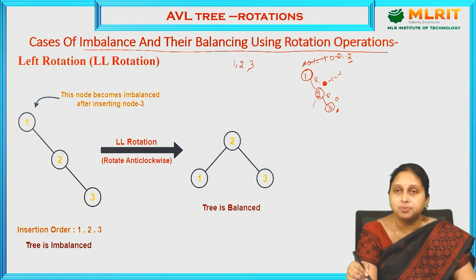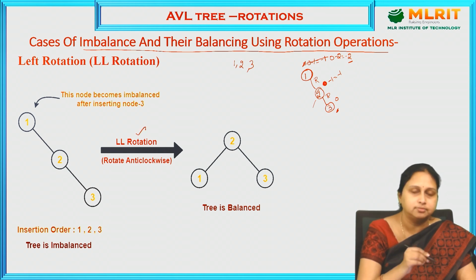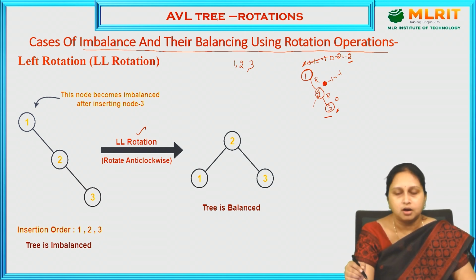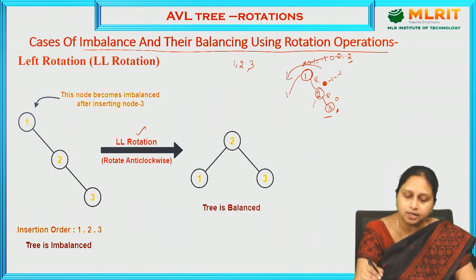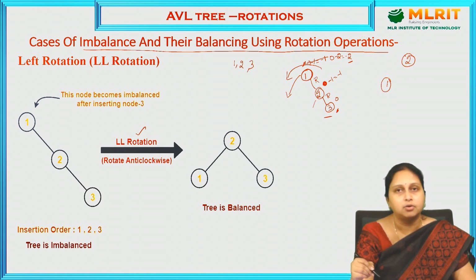we need to perform a left rotation to make it balanced. That's why we are going to apply LL rotation to make this tree balanced. Now, observe how it will be balanced. Rotate it to the left. When I rotate it, 1 will come down. 2 will be your root node and 3 will be your right child.